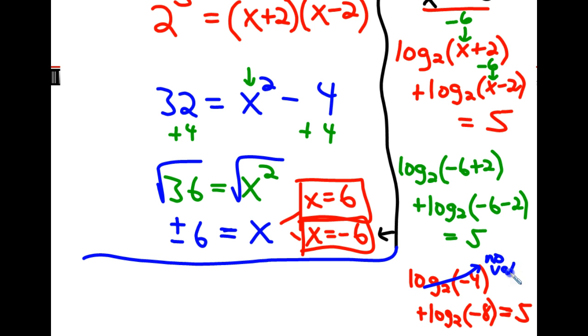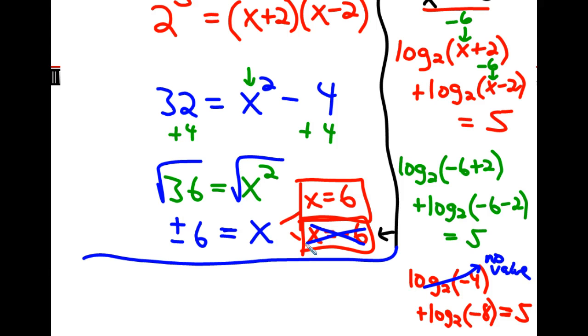This has no value to it. It's impossible. We've violated the domain, right? We plugged in a negative number into a logarithm. That's against the domain of that function. It doesn't know how to operate on that kind of number. So there's no value for log base 2 of negative 4. Same thing with log base 2 of negative 8. So it doesn't satisfy the equation because it doesn't give us any numbers to work with. Right, so negative 6 has to be thrown out.